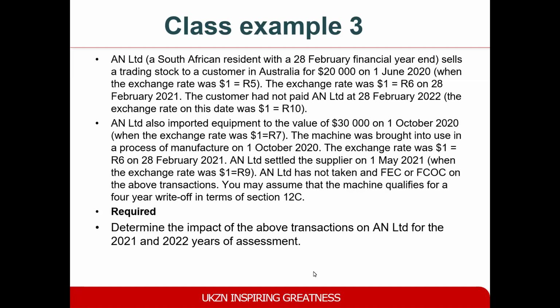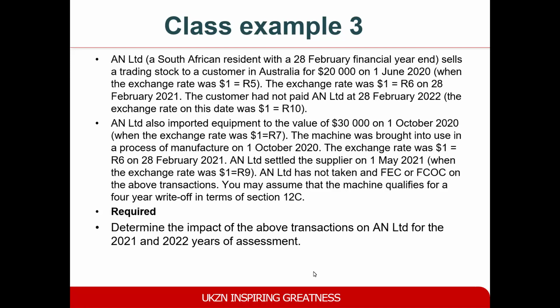The transaction date is the date on which we sell these goods, which is the 1st of June 2020. That's the transaction date. Now, the translation date is the 28th of February, any year, because that's the year end we have. The realization date will be the date on which this customer actually pays us. But it doesn't look like we've been paid by 28th of February 2022. We're not yet paid.